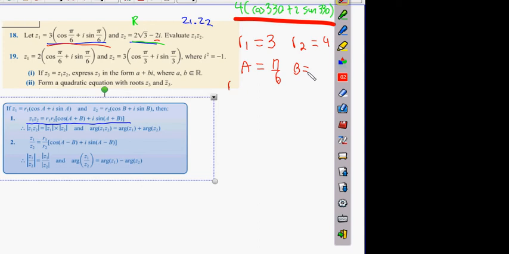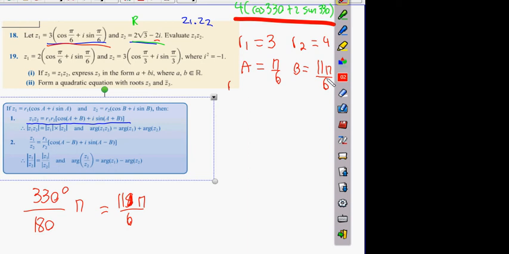Currently they're not speaking the same language as each other. One is in degrees and the other one's in radians. So let's change 330. You divide it by 180 and add a pi on top, and you get 11 pi over 6. So B is 11 pi over 6.